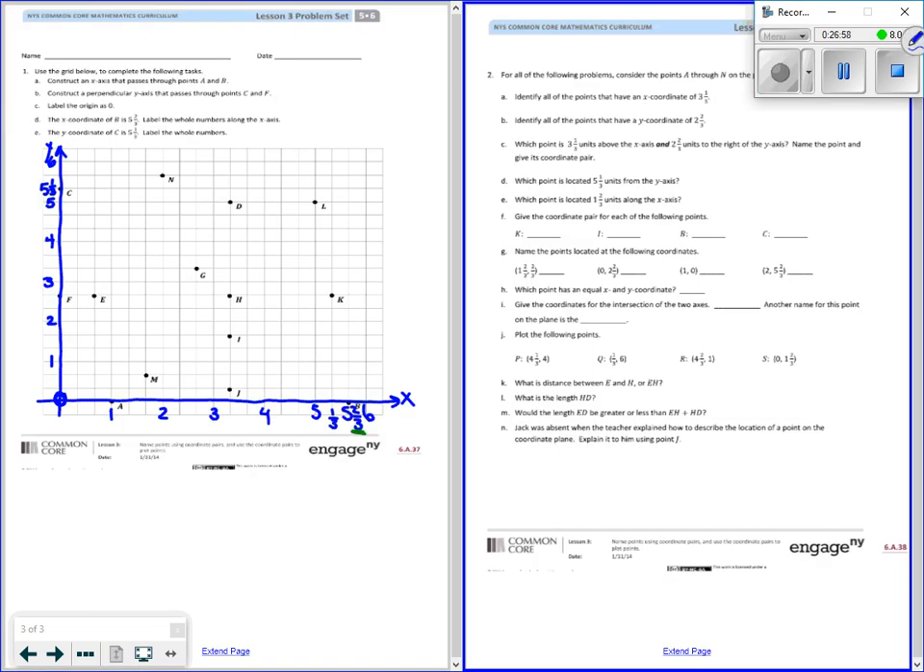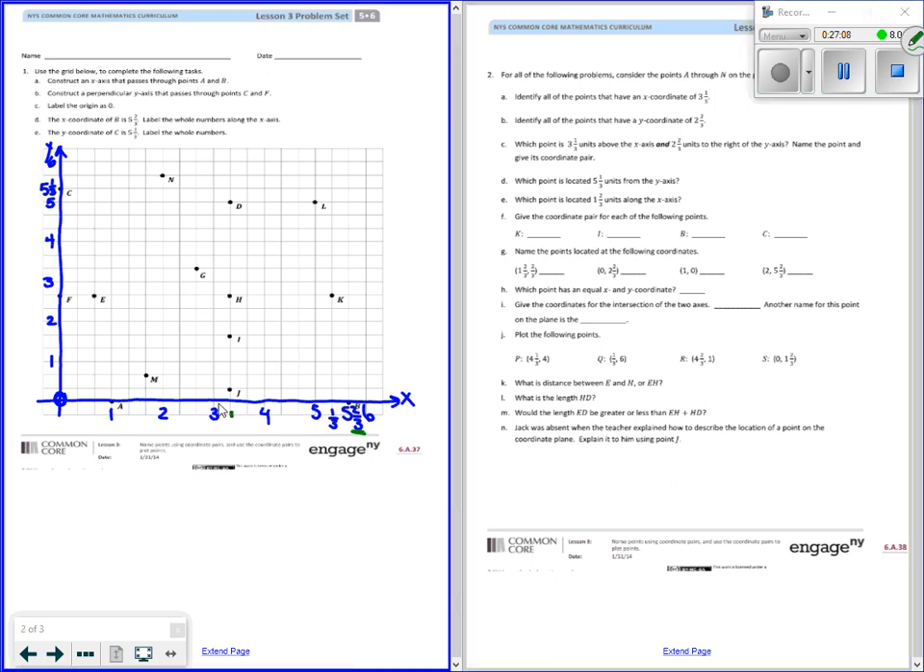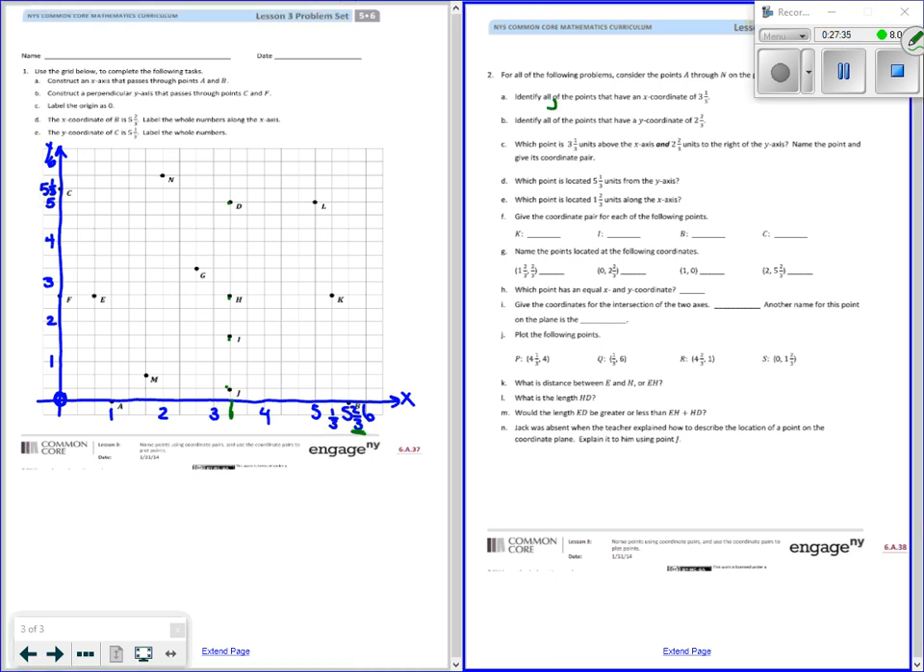Identify all of the points that have an x coordinate of 3 and 1/3. So 3 and 1/3, here's the x coordinate, 3 and 1/3 right here. So all of them that would have an x coordinate of 3 and 1/3 right here would be J, I, H, and D. They all would have an x coordinate of 3 and 1/3. Every single one of those goes to the right 3 and 1/3.